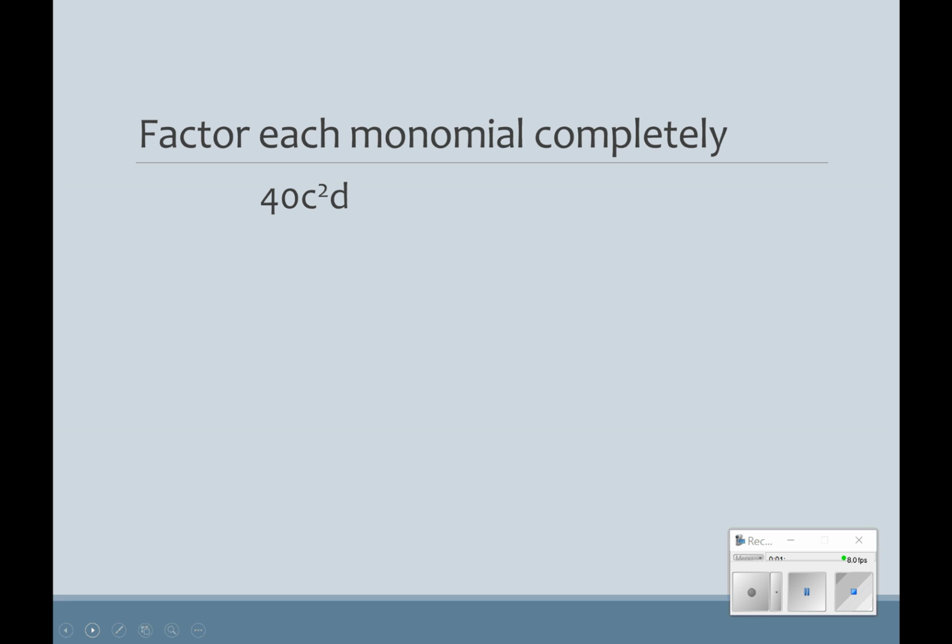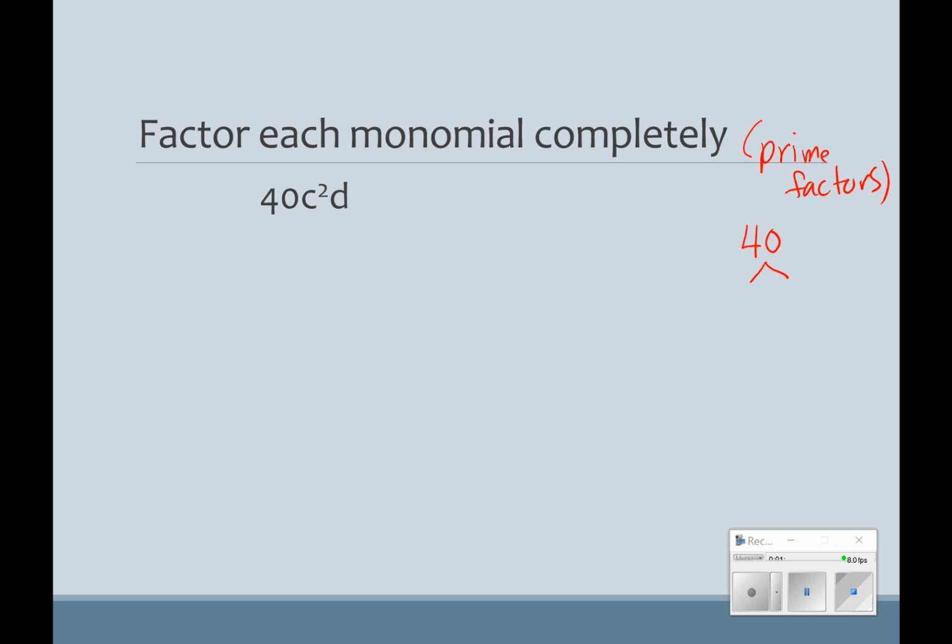All right. So what I want to do is talk about factoring a monomial completely. And when we're doing this, we're going to be talking about its prime factors. Remember, prime factors are prime numbers that have only one and itself as factors. And you probably used a factor tree when you were little to do this.